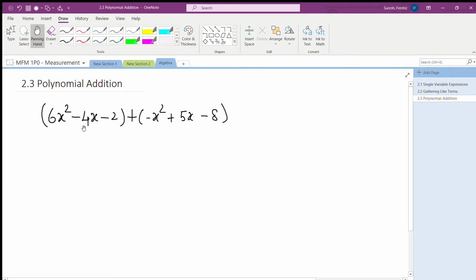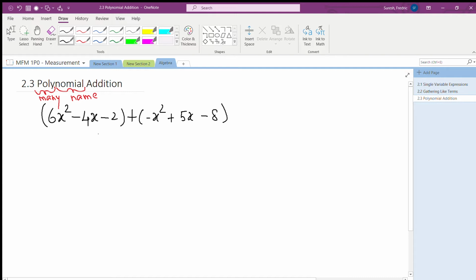And in Greek, the word poly, this word here, means many, and the word nomial really means name. So polynomial really means more than one, and more than one term is what we have here, and that's why we call this a polynomial.